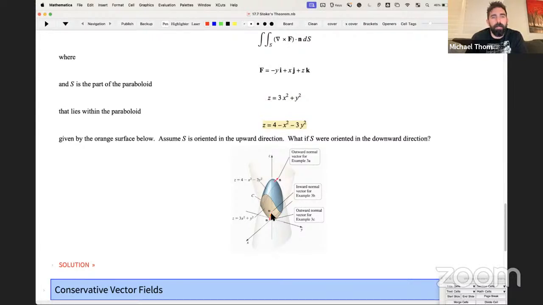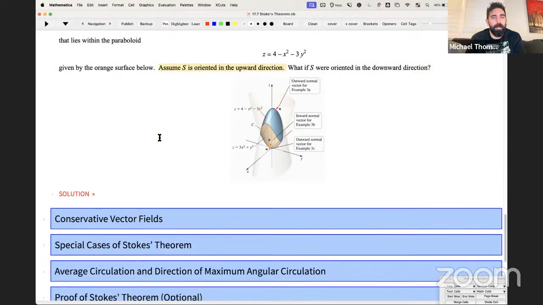We're going to assume S, the orange region, is oriented upward. I don't know if you can see it right there, but it's this one, oriented in the upward direction. After we're done, ask yourself how this would affect the surface integral if we had oriented n downward. But we'll get there. For right now, we'll assume it's oriented upward.